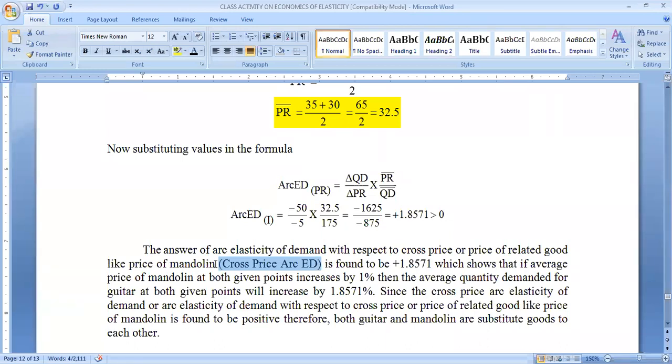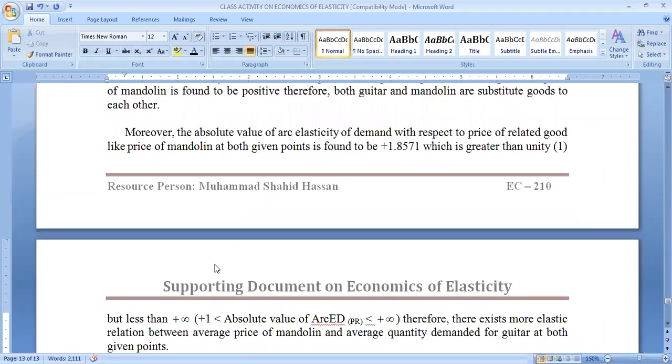And if the relation appears to be negative, then the two goods will be called complementary goods. I've already explained the discussion of substitute or complementary goods in the chapter of economics of market forces, keeping in mind the impact of price of related good upon quantity demanded and upon quantity supplied, right? So over there, I've already explained this concept in quite detail. Now let's read the second component of the interpretation.